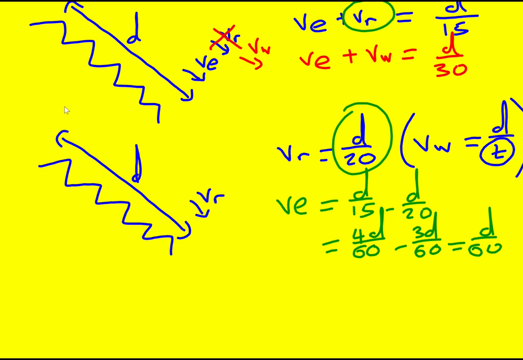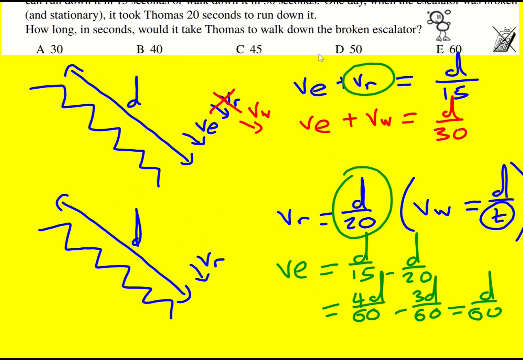What that actually means, as a bonus bit of the question, is that if Thomas was just to stand still on the escalator, it would take 60 seconds. Actually, that's not what we're after. We want to know if the escalator's not moving, how long would it take him to walk? But we now have VE in terms of d over 60.